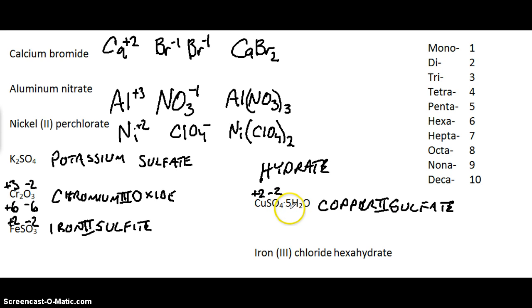And then what I do is I add the prefix for 5, which is penta, and then hydrate. So this is copper 2 sulfate, and then I just write pentahydrate. And that's all you do. So this would be the proper name here, copper 2 sulfate pentahydrate. And again, this first part was ionically named, and then I just added this prefix and the word hydrate at the end. Here's the reverse case where I'm given the name and I want the formula.